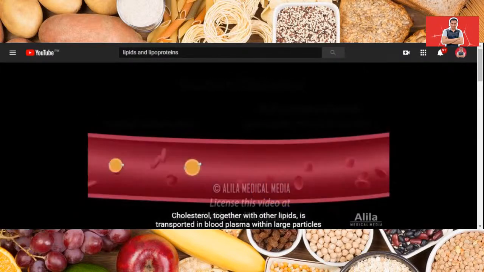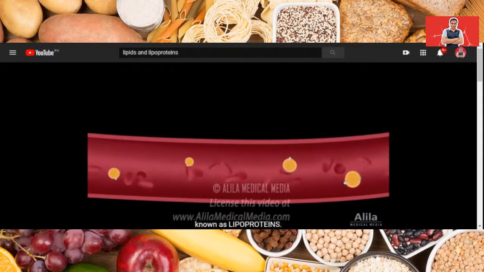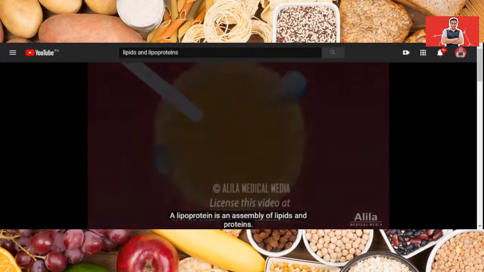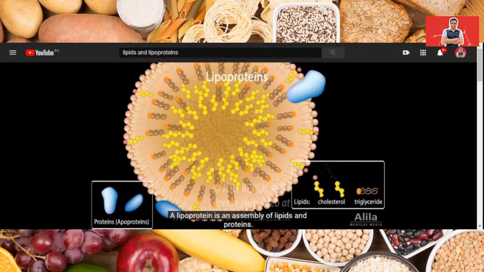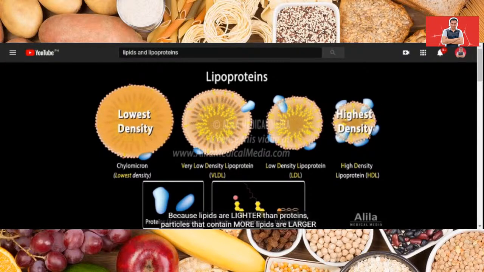Cholesterol, together with other lipids, is transported in blood plasma within large particles known as lipoproteins. A lipoprotein is an assembly of lipids and proteins. Lipoproteins are classified based on their density. Because lipids are lighter than proteins, particles that contain more lipids are larger in size but have a lower density.